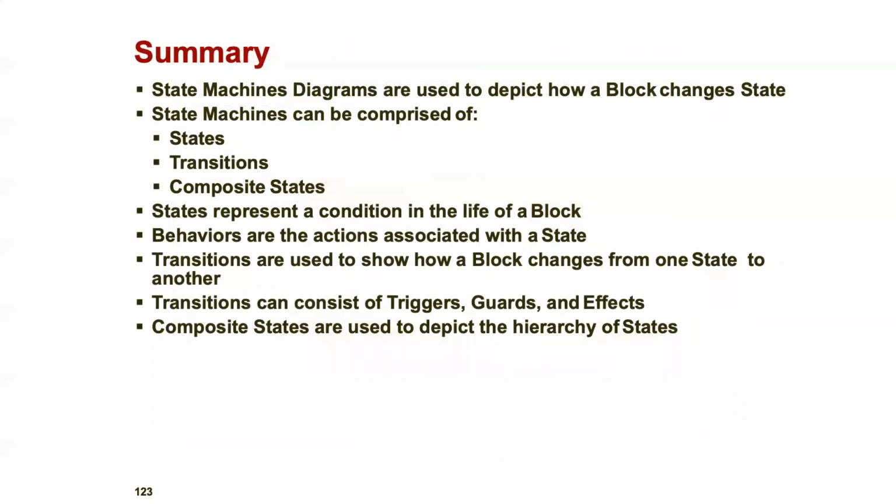To summarize, state machine diagrams are used to depict how a block changes state. State machines can be comprised of states, transitions, and composite states. States represent a condition in the life of a block. Behaviors are the actions associated with a state. Transitions are used to show how a block changes from one state to another. Transitions can consist of triggers, guards, and effects, and composite states are used to depict the hierarchy of states.